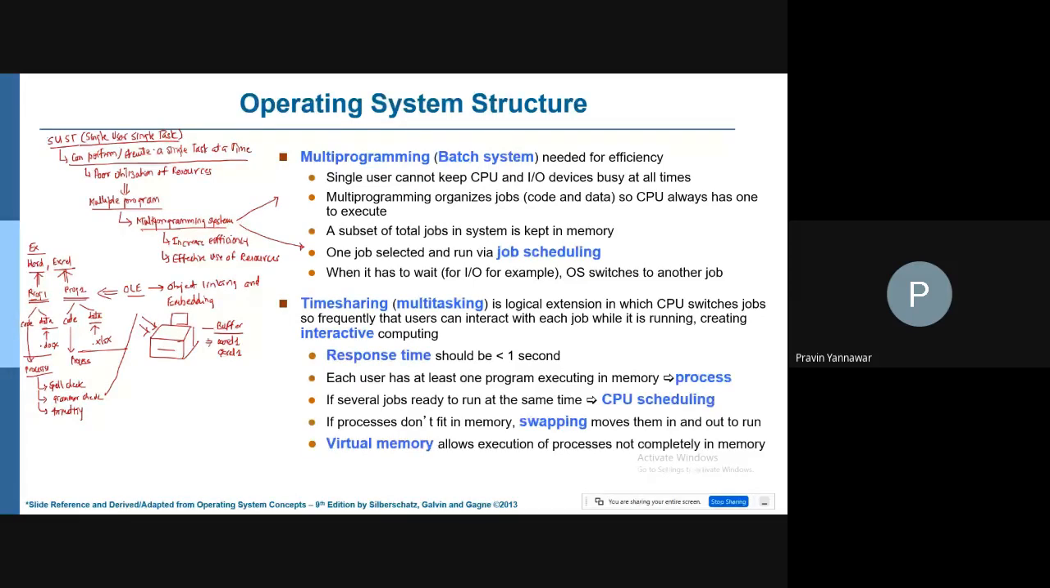In the case of a time sharing system, it is a logical extension in which the CPU switches jobs so frequently that the user can interact with the jobs while they are running. So it creates interactive computing. Say, for example, here.